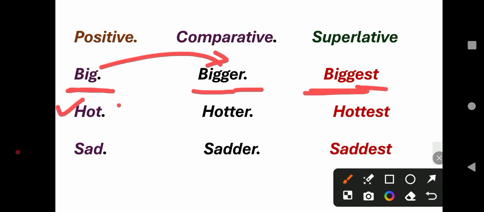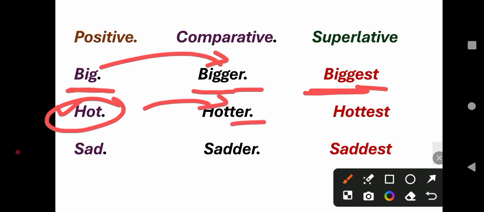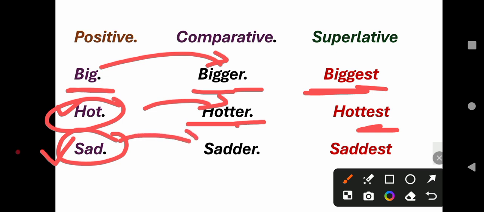Like hot, that also has a short vowel, so it is doubled, and by adding ER in the comparative to form hotter, in the superlative it is also doubled and by adding EST to form hottest. The third one is sad, which has a short vowel. Sad is doubled by adding ER in the comparative to form sadder.